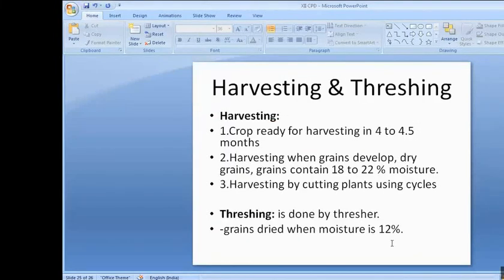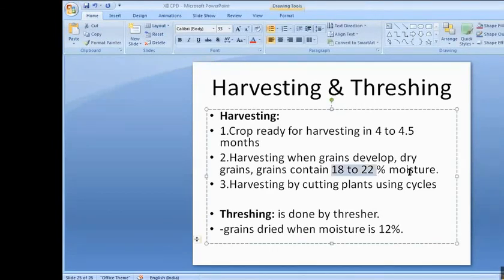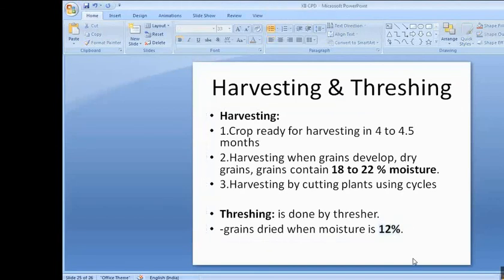Then harvesting. Harvesting is done after 4 to 4.5 months. When it is mature, grains develop. And a very important point: grains contain 18 to 22% moisture at the time of harvesting. Harvesting is done by sickle, then the bundles are dried, and threshing is done by using a thresher. And it is stored; at the time of storage, the seed should have 12% moisture. These two points are important. At the time of harvesting, moisture content in the seed is 18 to 22%, and at the time of storage, the moisture content is less, only 12%.